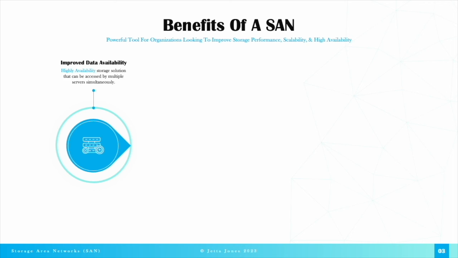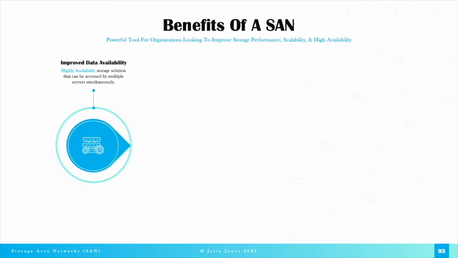So you have improved data availability. SANs provide highly available storage solutions that can be accessed simultaneously by multiple servers that are running various operating systems: Unix, Windows, Linux, Sun Solaris, it does not matter. And most of the components that make up a storage area network are redundant. This makes it highly available.